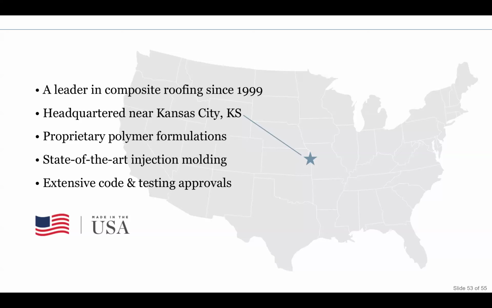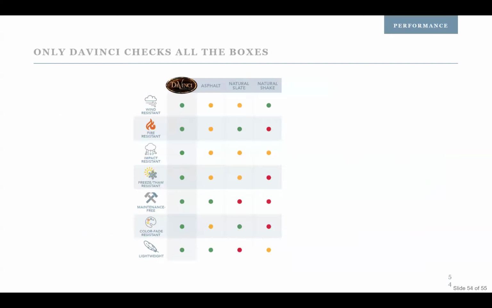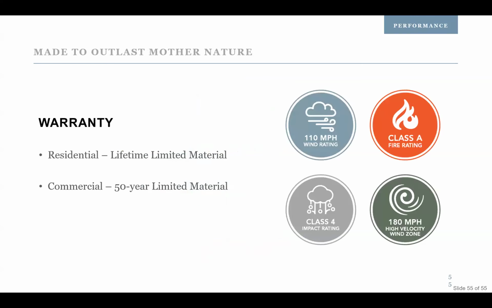I love showing architects this slide in particular, just because it puts everything that we just talked about in a nutshell. It's really easy to see the different pros and cons between natural asphalt and the DaVinci products and where we can check the boxes. Everybody always likes to see the warranty. Here's all your ratings, your class 4 impact, class A fire, your wind rating, what the warranties look like.